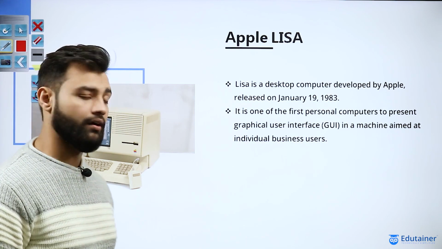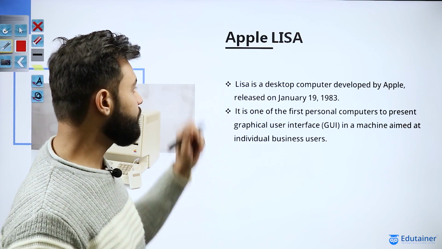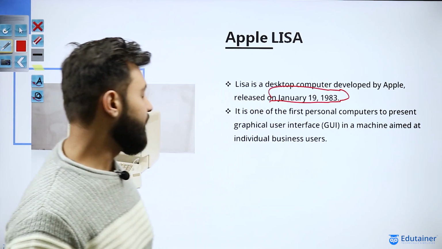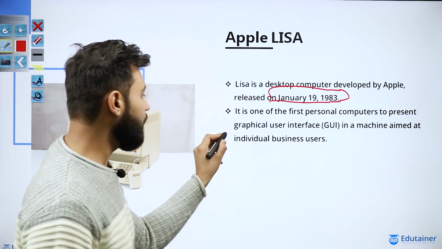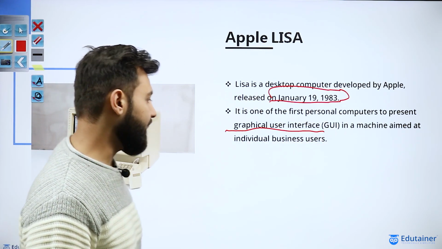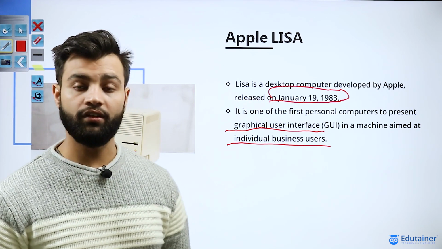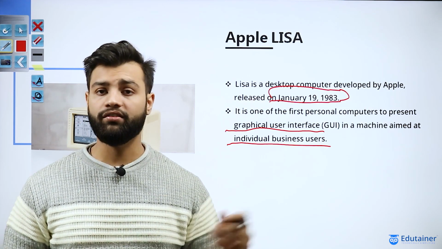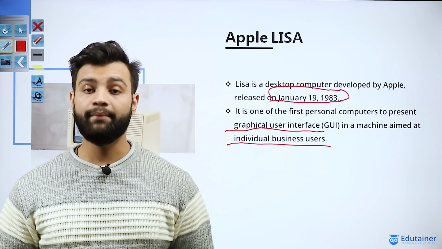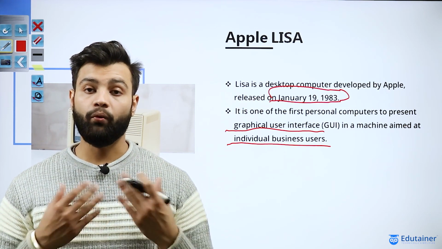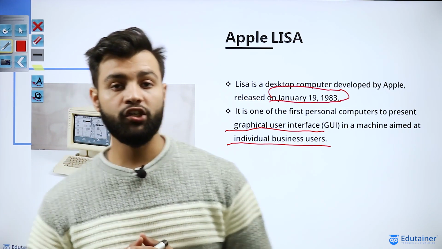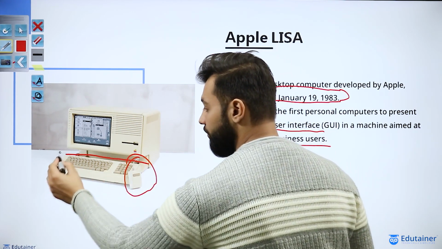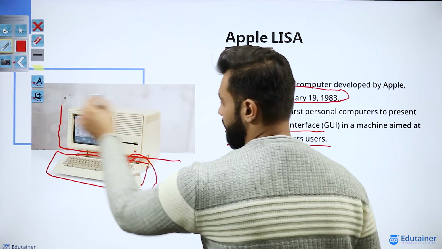Talking about the Apple Lisa. This was the first computer developed by Apple, in January 1981. It was the first personal computer to present a graphical user interface in a machine aimed at individual business users. Previously, there wasn't any kind of graphical interface by IBM throughout the timeline, but the Apple Lisa became the first to provide a graphical interface to the users. So you can see the image of the Apple Lisa. Over here you can see there is a mouse, a keyboard, as well as a screen.